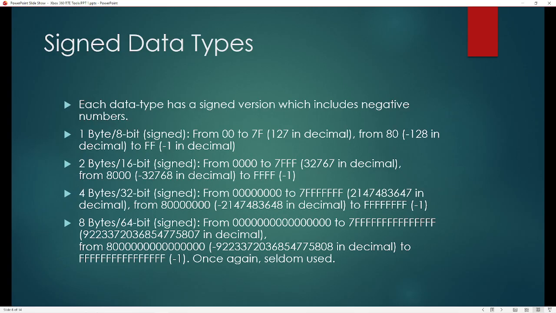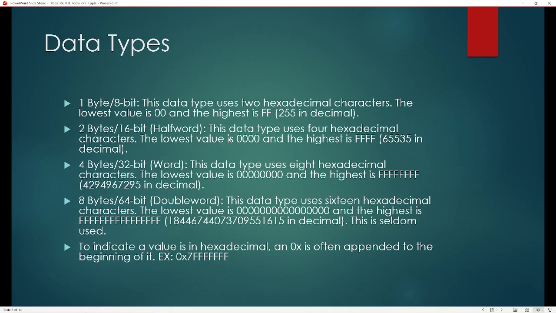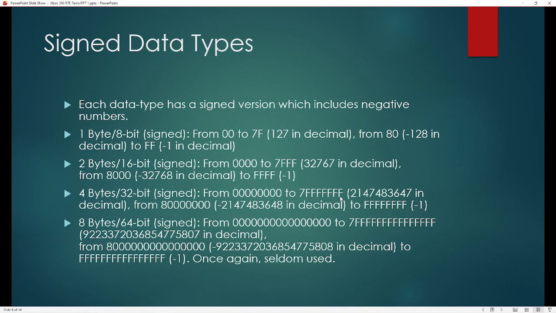Signed data types. There were large numbers passed here, but notice that there are no negatives. Signed data types include negatives at the expense of decreasing the amount that the hexadecimal value can go up by around half. To give an example, assuming we're working with a 1 byte signed value, the range is from 0 to 7F, which is 127 in decimal. Then it starts from 80, which is negative 128 in decimal, to FF, negative 1 in decimal.